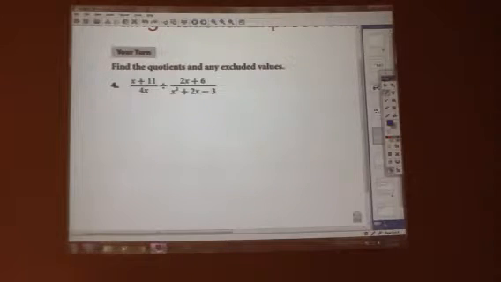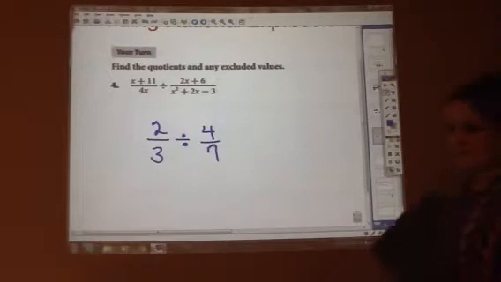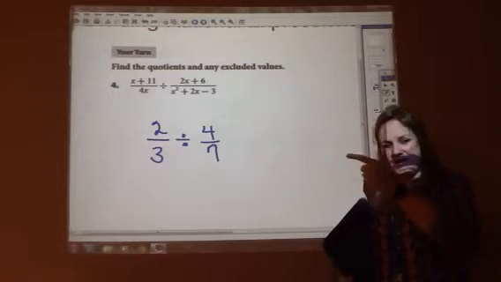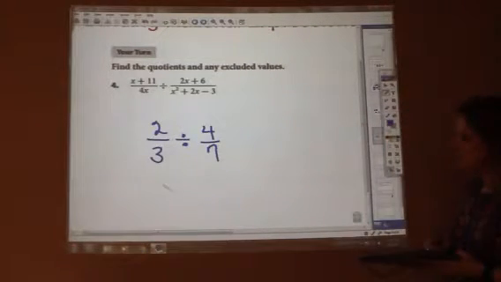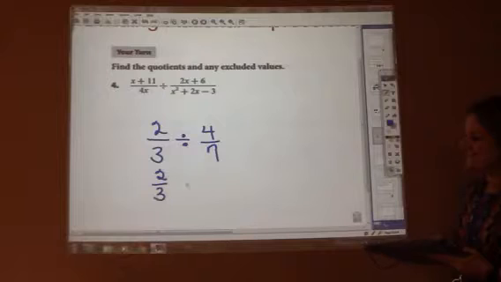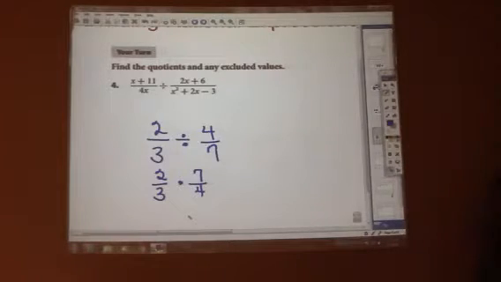Alright, let's look at a simple problem. You don't have to write this down. 2/3 divided by 4/7. What do I do when I divide fractions? Keep, change, flip. So I'm going to keep the 2/3, change to a multiplication, and flip the second one. Do not flip the first one.